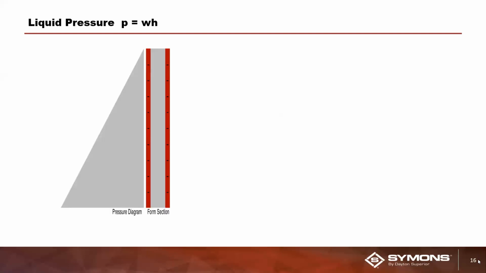So pressure, liquid head: when you're pouring concrete, you've got a pressure at 4 foot of 600 pounds per square foot. At 6 foot, you're about 900 pounds per square foot. At 8 foot, you've got 1,200 pounds per square foot. At 10 foot high, you're at 1,500 pounds per square foot.